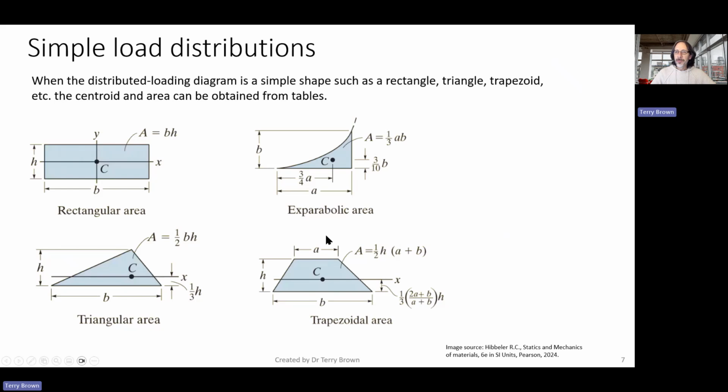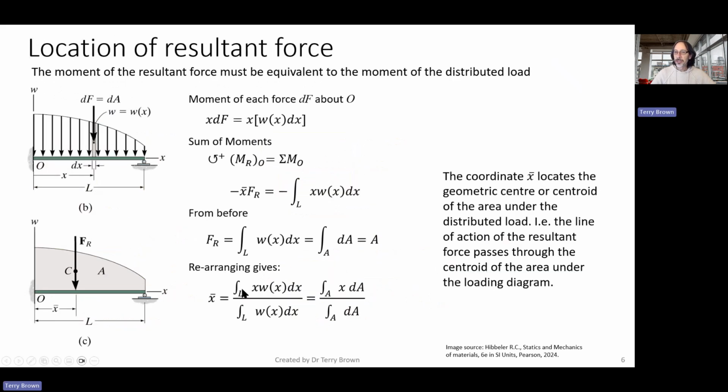Typically, in most engineering problems, the loading curve is a simple shape such as a rectangle, triangle, could be a parabolic or ex-parabolic area, could be a trapezoidal area, which you can make up from a rectangle and a triangle, as we'll see. And the centroidal position is given from tables. So what we calculated previously was the centroid of this area.